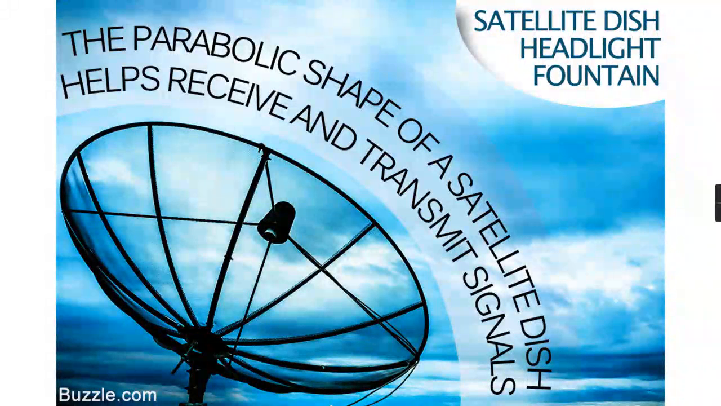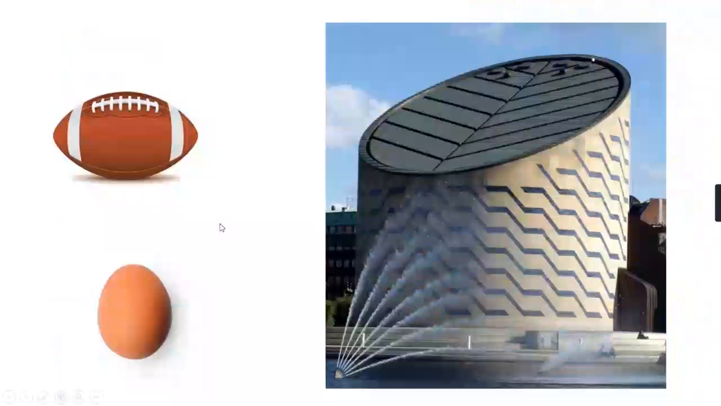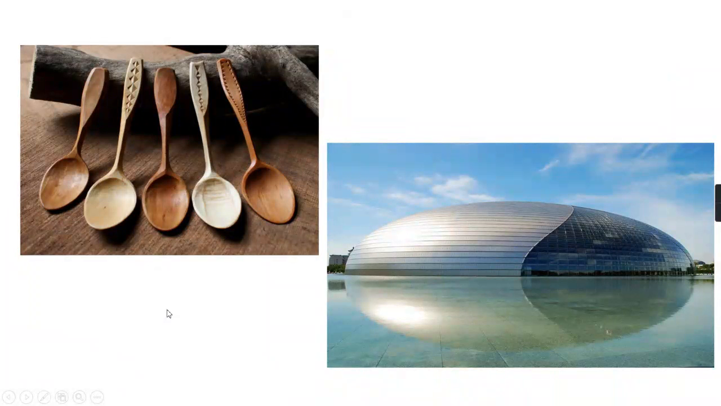So here are some examples of the ellipse. Here you can see the big ball has an elliptical shape. Here the top of the building has an elliptical shape, and this egg also has an elliptical shape. Then the spoons, you can see spoons obviously have an elliptical shape, and this is a building from China, which has an elliptical shape. You can see the mirror image at the bottom also.